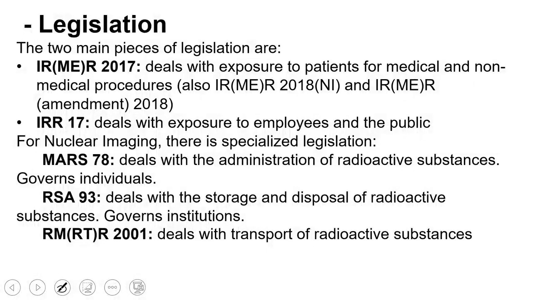In 2017, regulations were established regarding patient safety and medical exposure. There are also two other categories concerning radiation workers and the public, as outlined in the IRR, which is related to the 2017 legislation. There are specific needs in the handling of radioactive materials, and the RSA 93 is concerned with storage. The RSA 93 is specifically related to the storage and disposal of radioactive materials.